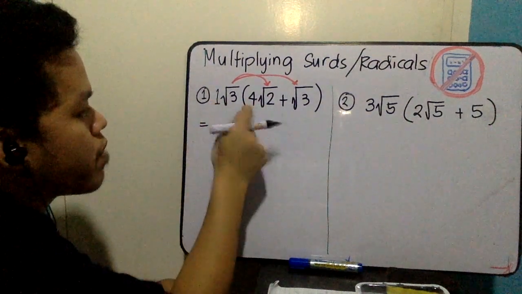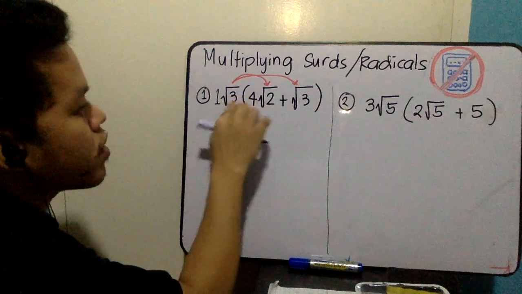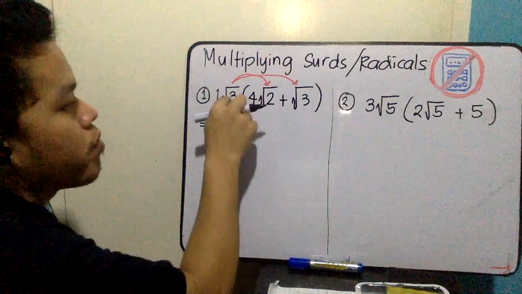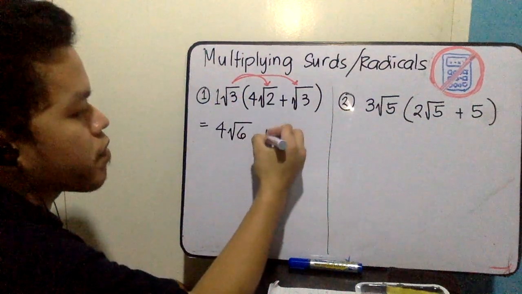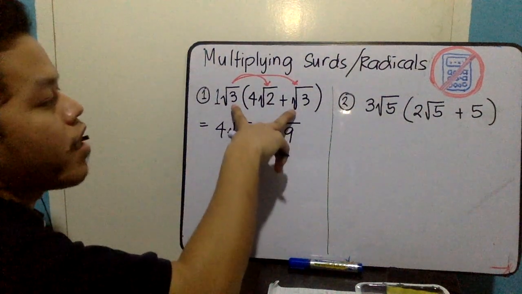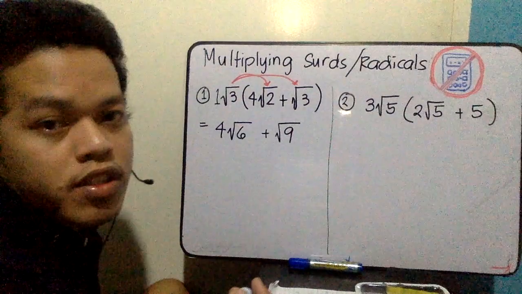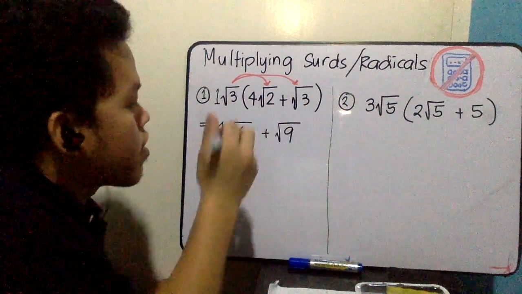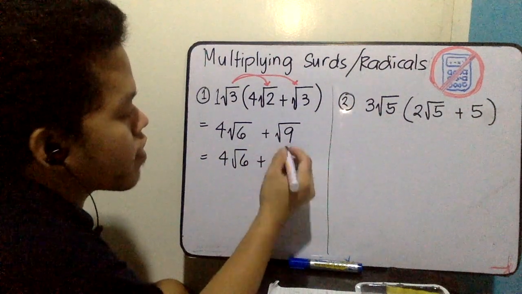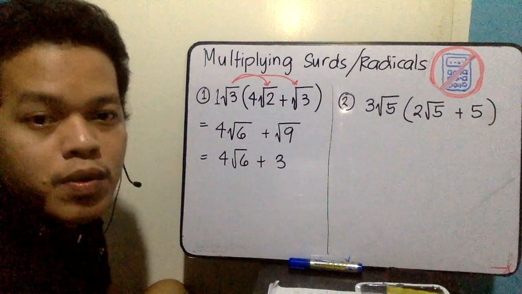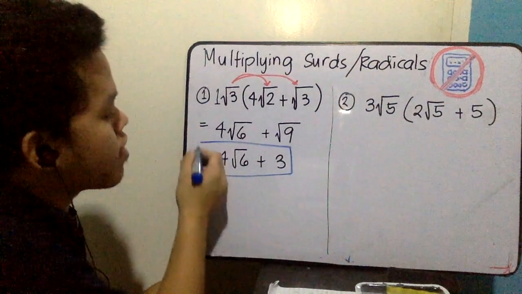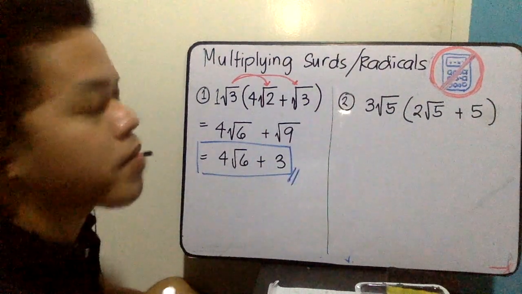So we can multiply 1 times 4, that will give you 4. Square root of 3 times square root of 2 is equal to square root of 6. When you multiply square root of 3 to square root of 3, that will give you square root of 9. This is a special case of the first law of surds, wherein you're multiplying similar surds. So that will give you 4 square root of 6, and we can simplify square root of 9 because square root of 9 is equal to 3. Can you simplify this further? Not anymore. So your answer is 4 square root of 6 plus 3.